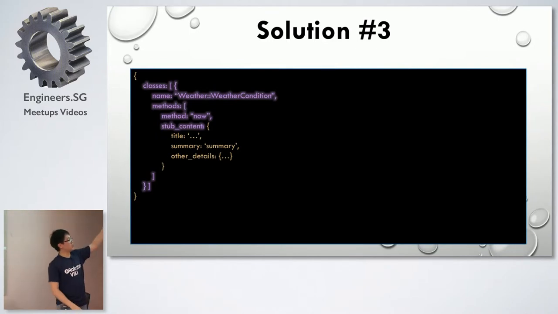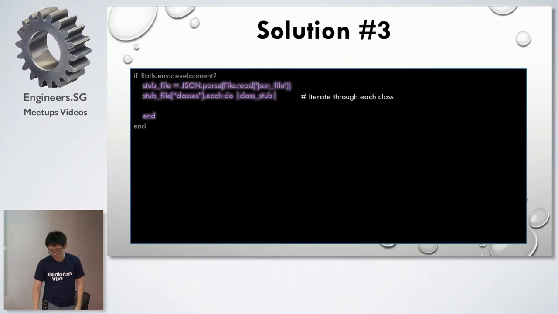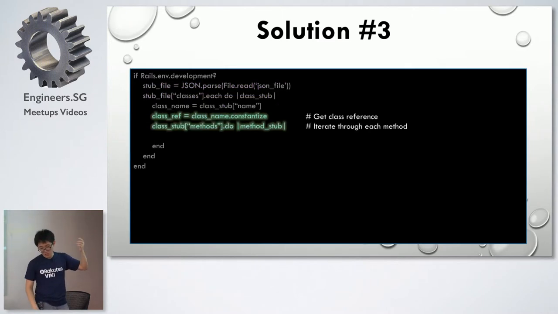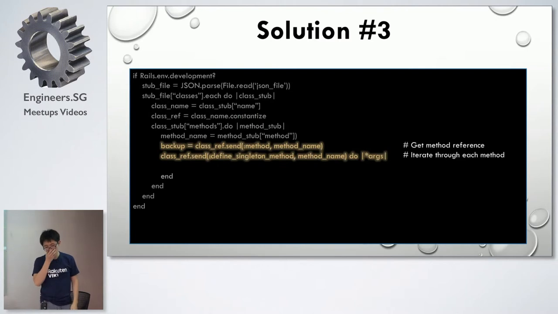Okay, so again, this is just the JSON file of how it would look. And just to show how this stubbing code would appear in Rails, firstly, I'm going to read the file, iterate through each class, use constantize to get the class reference, and then iterate again for each method. I'll use the method to get the original method itself, as well as use define_singleton_method to do the stub.